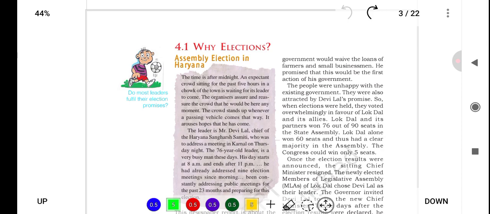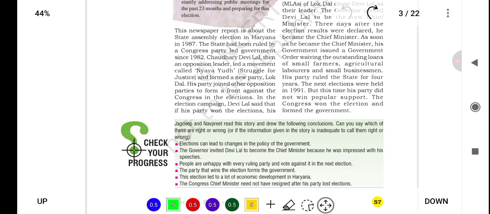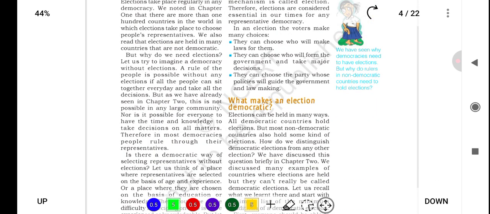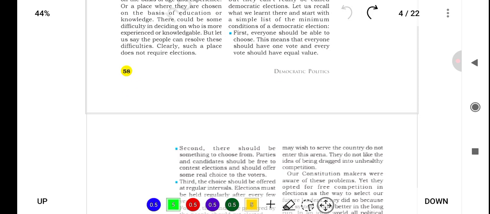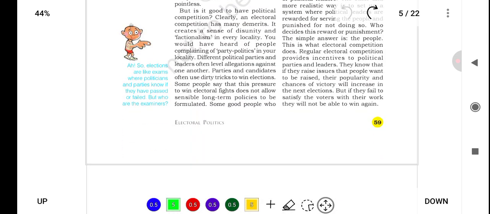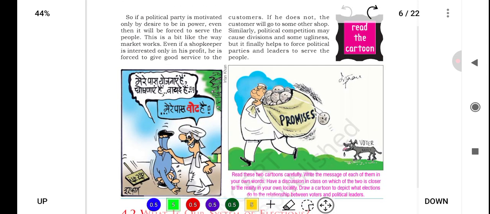Why elections? A scenario has been given: assembly election in Haryana. If you want, you can pause the video and have a look at the green box that is given over here. Then why do we need elections? What makes an election democratic? Then is it good to have political competition or not? Here a few cartoons have been given to explain the election scenario in our country. You can pause the video and have a look at it.